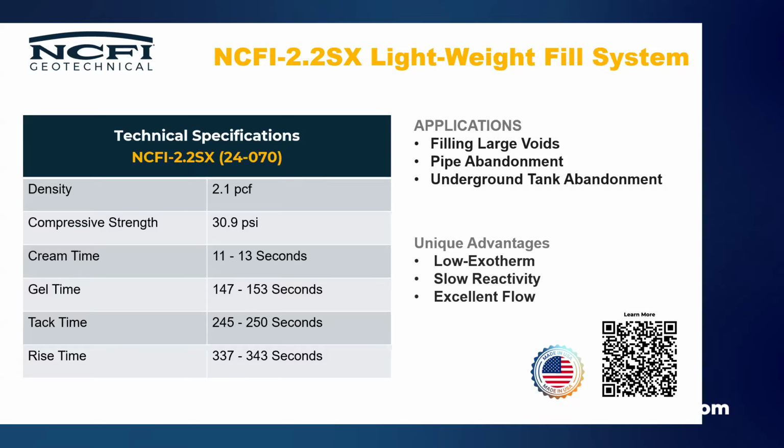We have a couple of different systems here. This one is our 24070, formerly now known as 2.2 SX. It's a slow, low exotherm system. As you can see, the total rise time or expansion time of this material is over 5 minutes. It's almost over 5.5 minutes. So if you're trying to flow it through, for say a pipe abandonment or a larger void, you're going to get really good spread out of it.